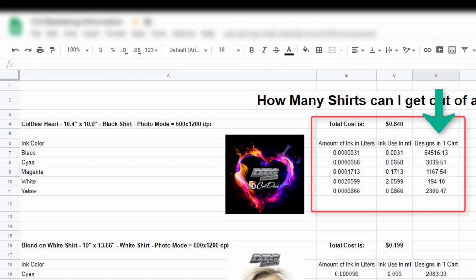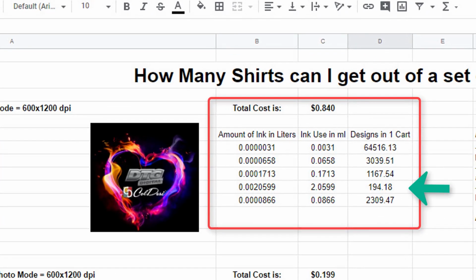So if you were only going to print out this design onto a black shirt, you would be able to print about 194 shirts before you had to replace the two white cartridges. There are two white cartridges, so the RIP software is going to give you the usage on both at the same time. Okay, so you're going to print 194 of these before you have to swap out the white.